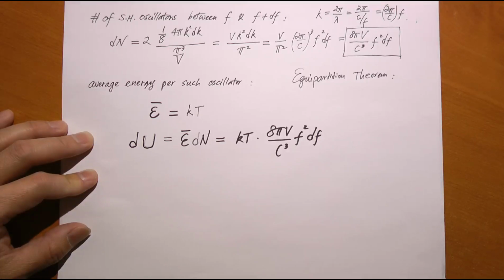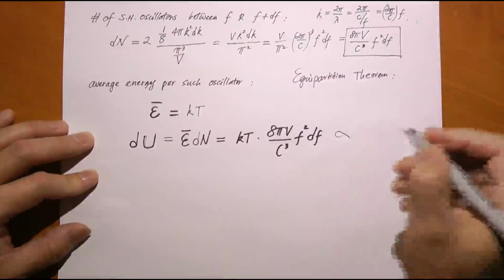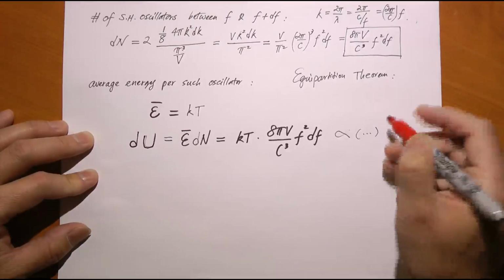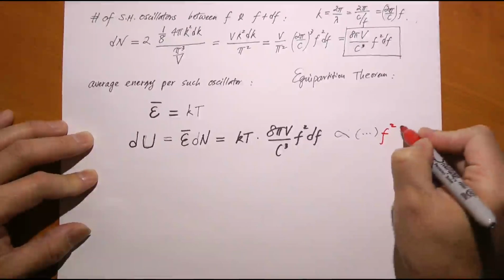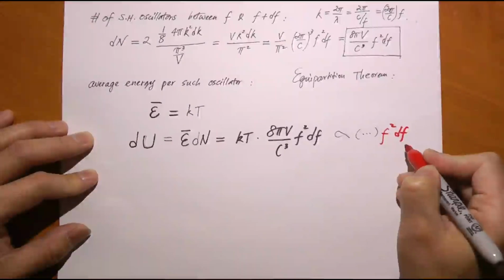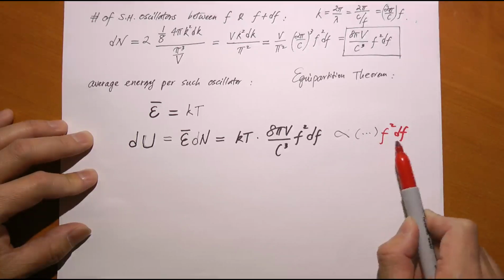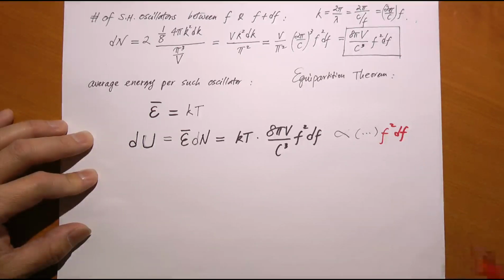It's just a bunch of constants, whatever constants, kT, whatever, times f squared times df. Now I highlight this because that is only the energy contained within frequency f and f plus df. The range of the frequency, in theory, can go from 0 to infinity. And then we have a big problem. The problem is, what happens when the frequency is really high? What happens when f goes to infinity? What is the total energy?